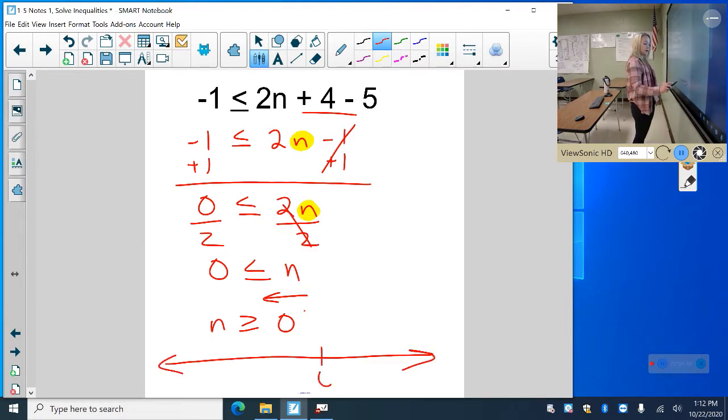My number is 0. Do I have a closed dot or open dot? Closed because of the equal to symbol below it. So I have a closed dot on 0, and then my arrow is still going to the right. So it looks like that.